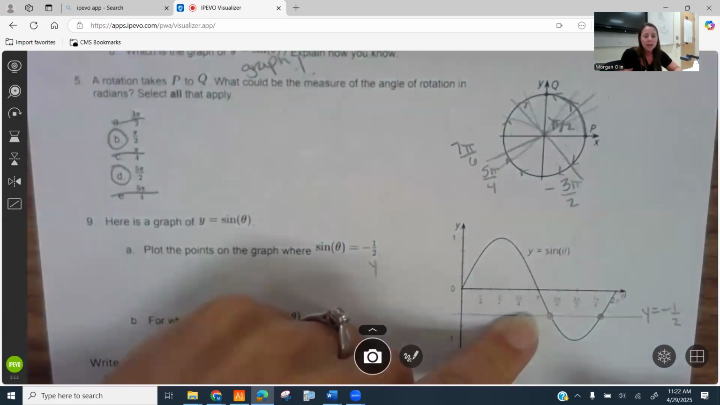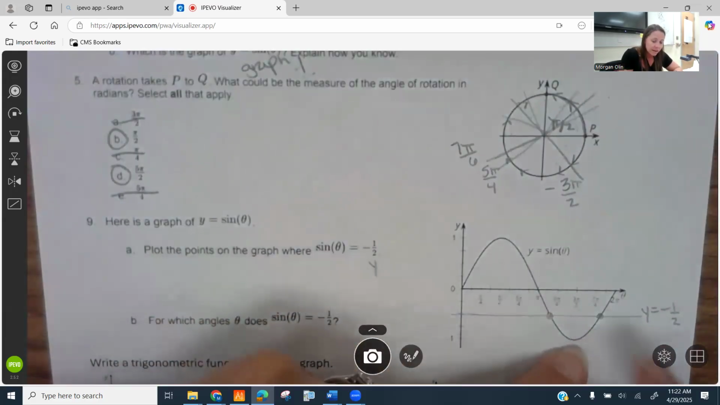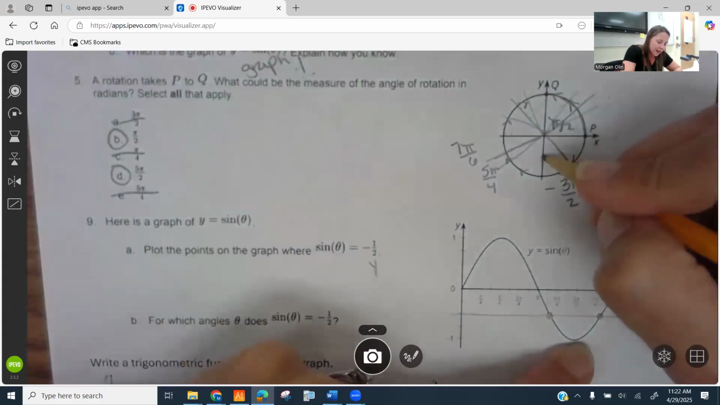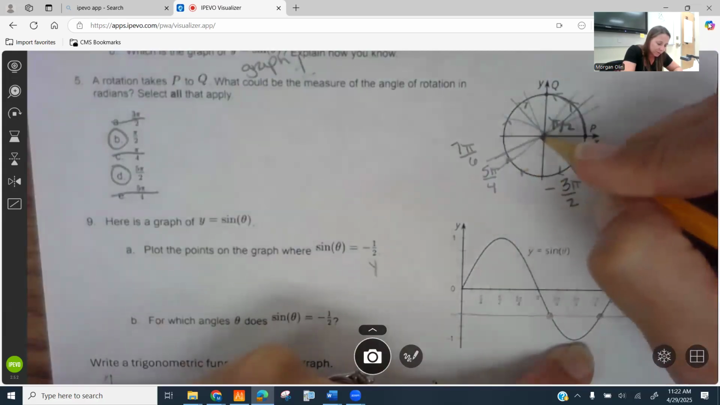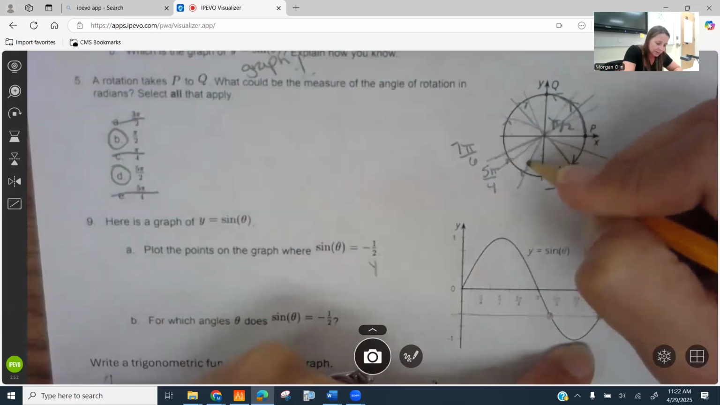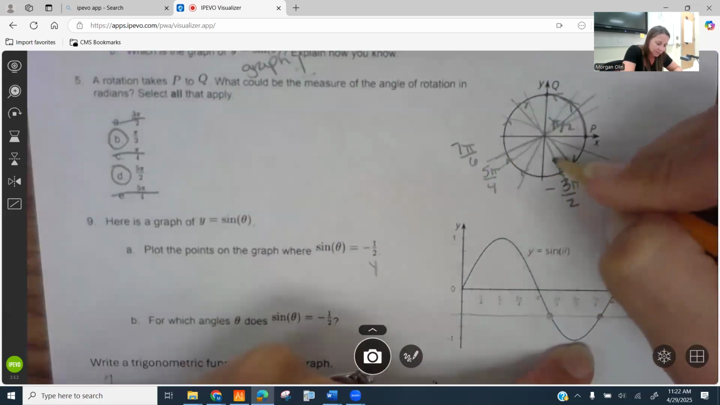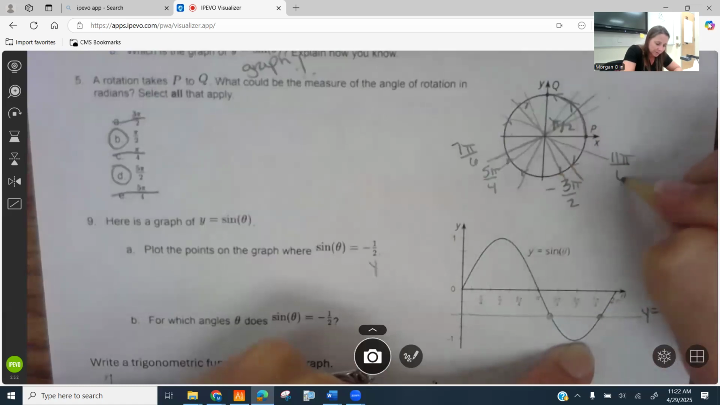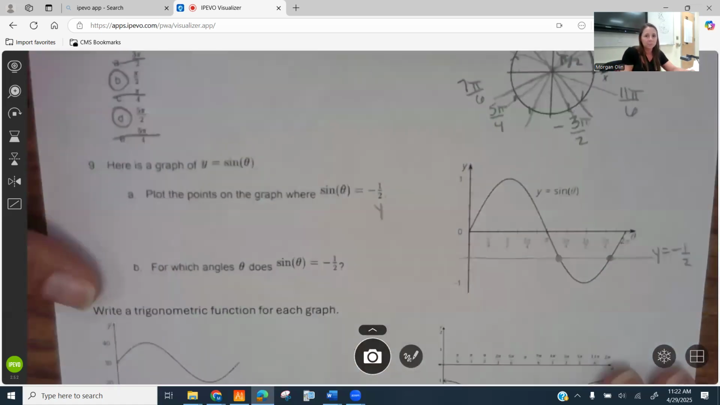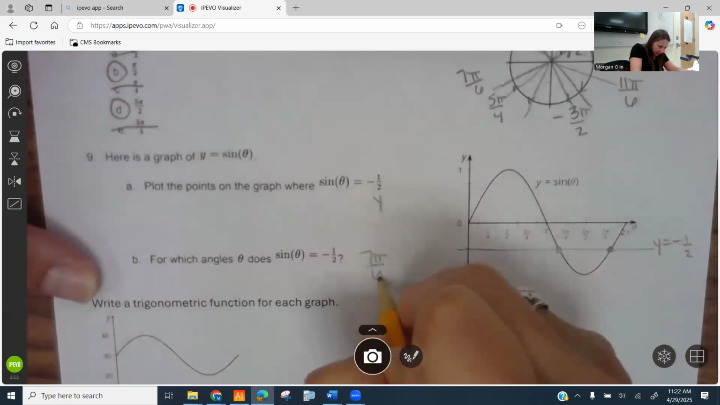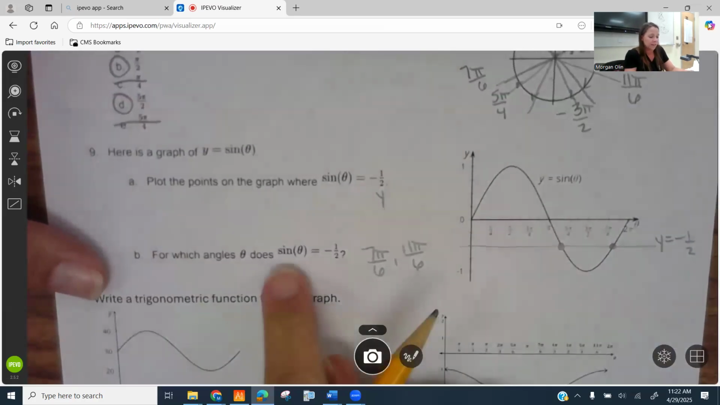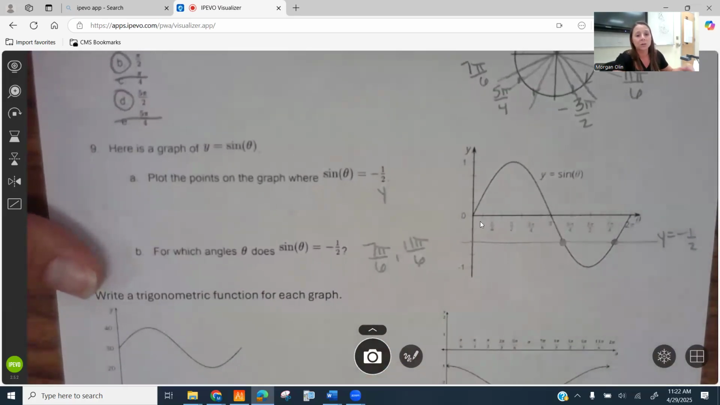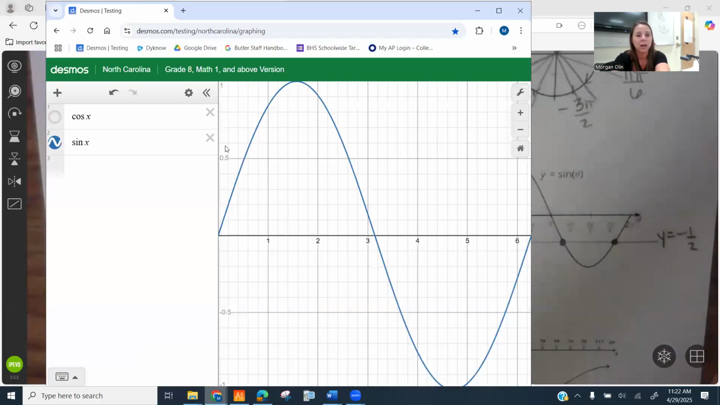All right, and then here, this other one lies in between 7 pi over 4 and 2 pi. So sine negative 1/2 would be down here. So it's actually going to be over here. So if this is 7 pi over 6, this is 8 pi over 6, 9 pi over 6, 10 pi over 6. That's 11 pi over 6. Both of those, 7 pi over 6 and 11 pi over 6, are when sine of theta equals negative 1/2. And you can actually plug this in and double check your answer.